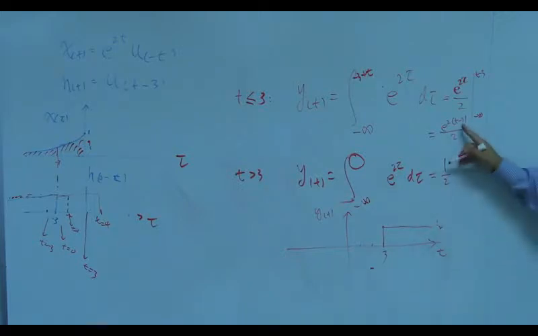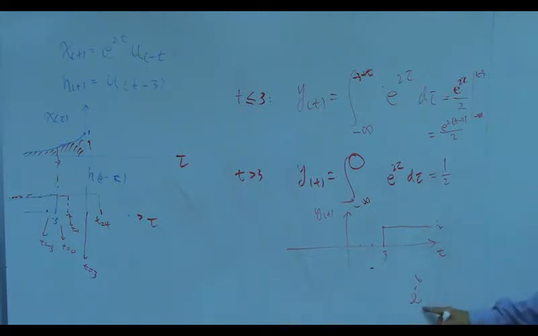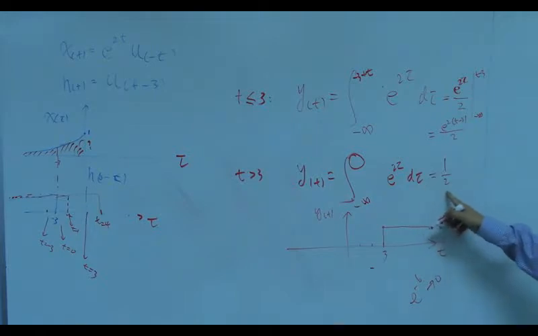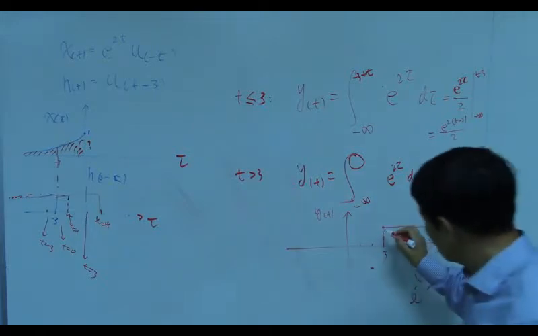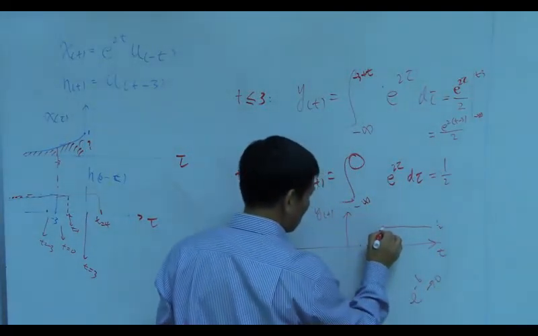When t equals 0, this is negative 6, e to the negative 6. What is it? Very close to 0, right? Yes or no? E to the negative 6, very close to 0, right? So this one will be 0, then divide by 2, so it's still 0. So the result will look like this.